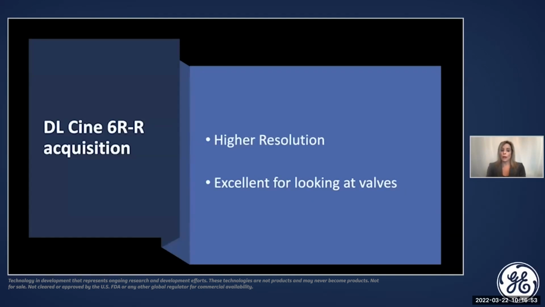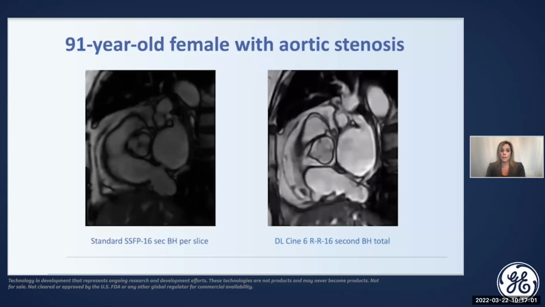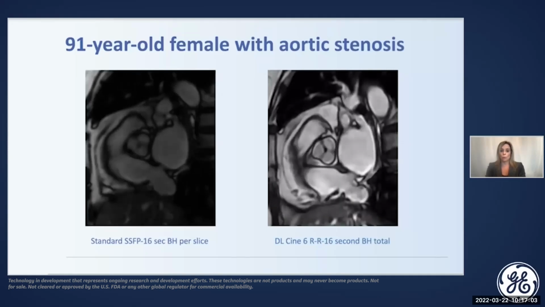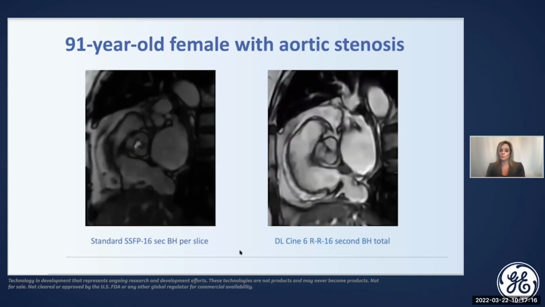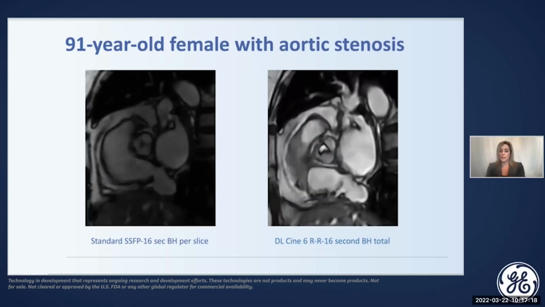We can also utilize DL Cine on a 6 R to R acquisition, which affords us higher resolution, which is very excellent for looking at the valves. This is an example of a 91-year-old patient with aortic stenosis. On the left, we acquired our standard SSFP images, and it was a 16-second breath hold per slice. On the right, these are our DL Cine 6 R to R images, and it was a 16-second breath hold for the entire stack.